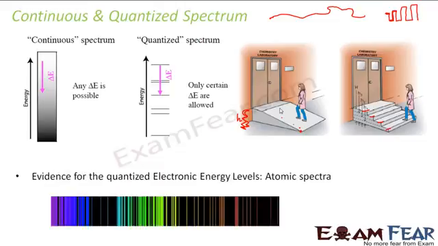Now, why are we talking about quantized spectra? That's because when we look at the atomic spectra, we see that there exist spectral lines. So whenever we see distinct spectral lines, we are talking about quantized spectrum. So this is the evidence for the quantized electronic energy levels. So atomic spectra become evidence for the existence of quantized spectra.